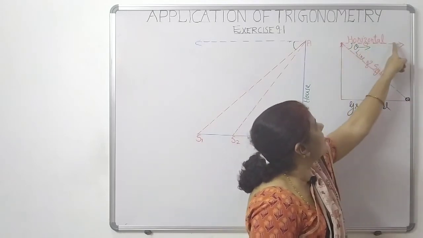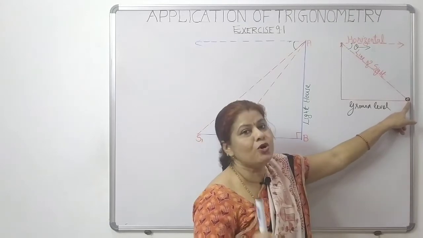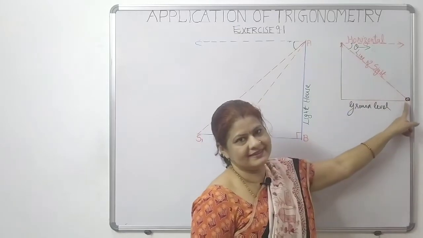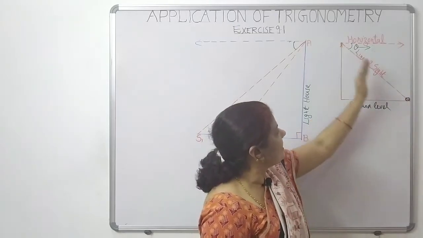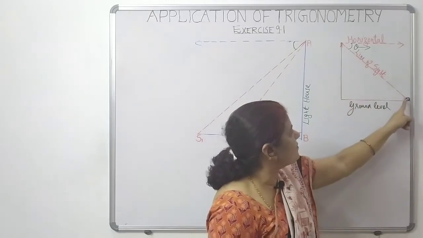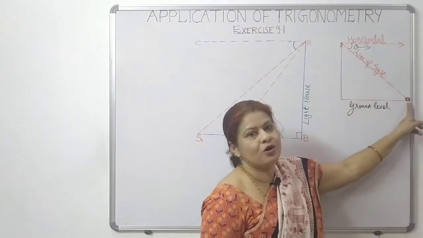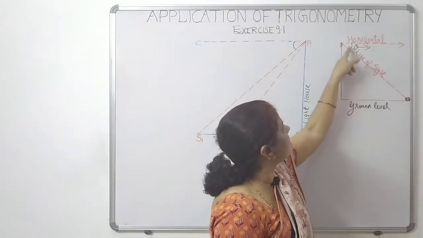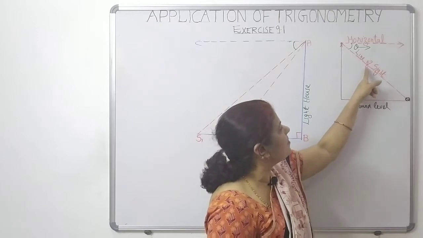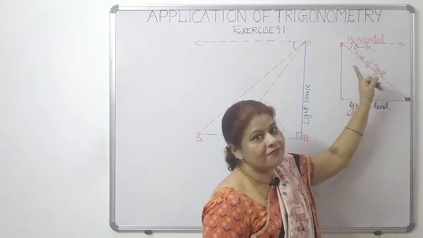So this is the horizontal level here, and the object is below the eye level of the observer. Object താഴെയാണ്, ഒബ്സർവറിൻ്റെ ഐ ലെവലിൻ്റെ താഴെയാണ് ഒബ്ജക്റ്റ് ഉള്ളത്. Then this is the line of sight. Line of sight is the imaginary line through the eye to the object. So here there is an angle formed between the horizontal and the line of sight, but the object here is below the eye level of the observer.